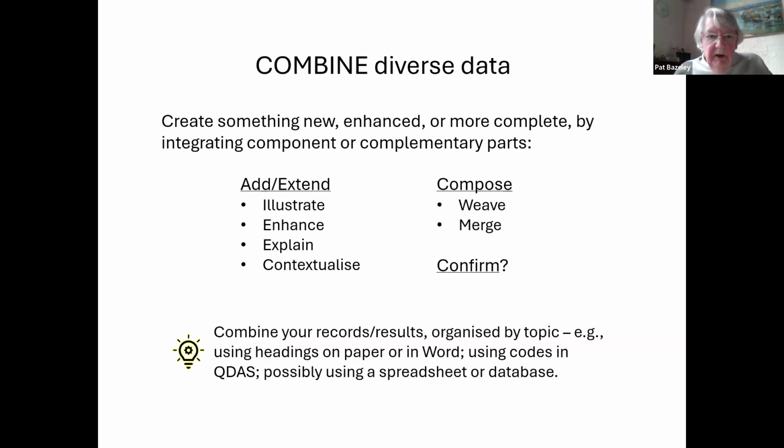Which leads us into combining diverse data. We do this to create something new or enhanced or more complete by integrating component or complementary parts. You might do it to use one method to extend another, or add to it, either a quote or a vignette to illustrate a statistical point, or to enhance or explain statistical results, or you might use statistical data to contextualize your qualitative data.